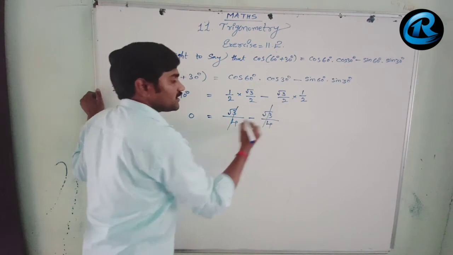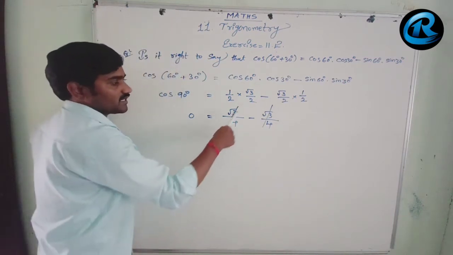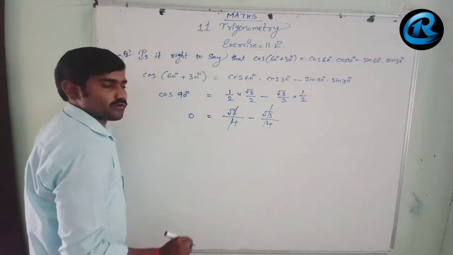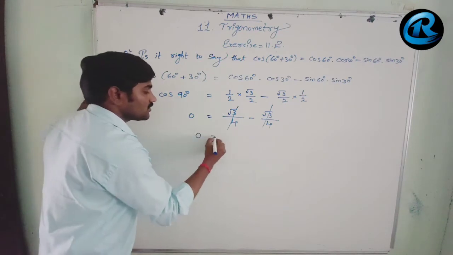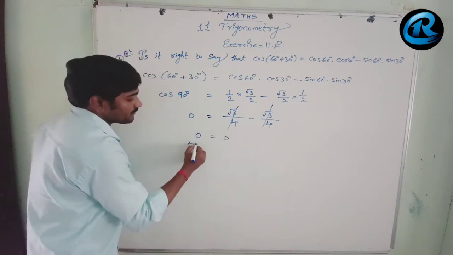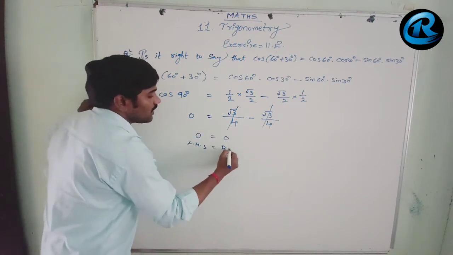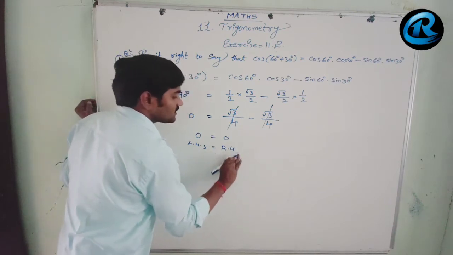Here plus root 3 minus root 3 by 4 will get cancelled. Then 0 equal to 0. That means LHS is equal to RHS. Okay, LHS is equal to RHS.